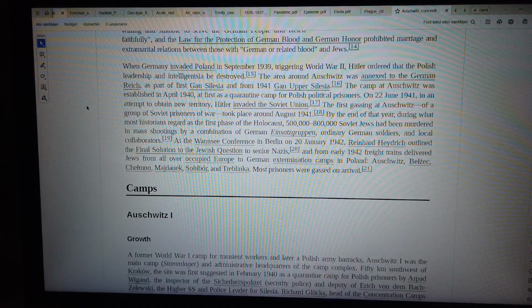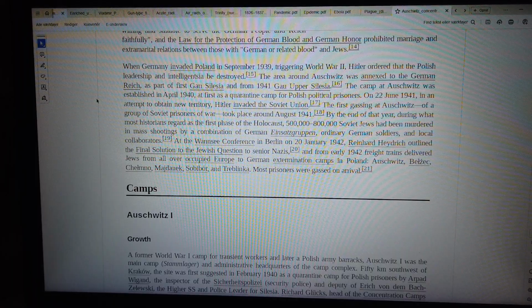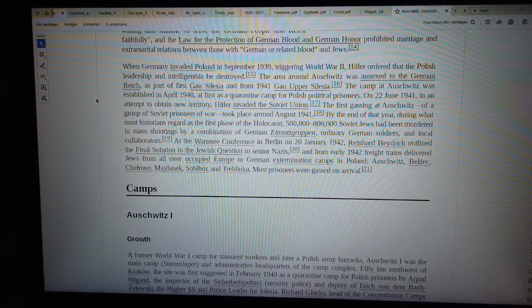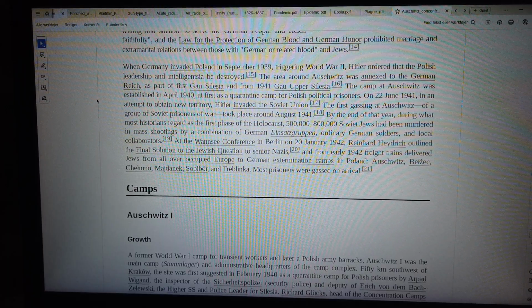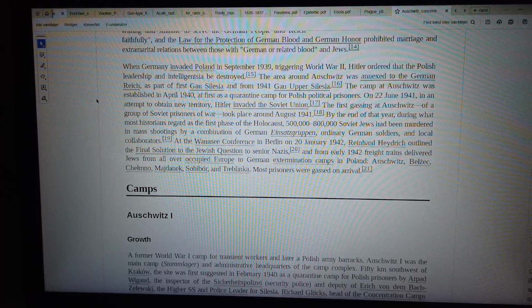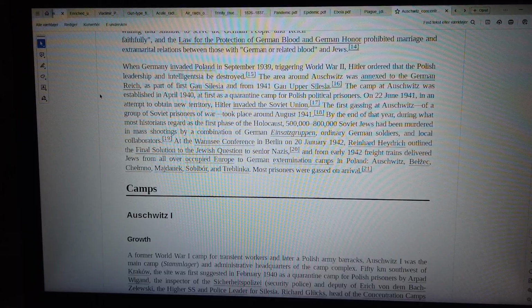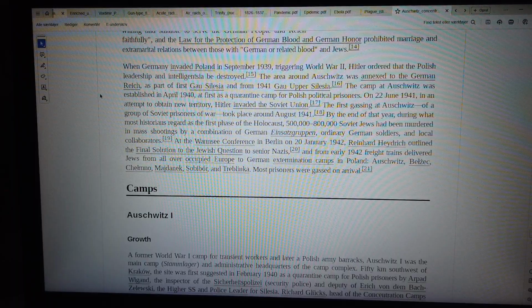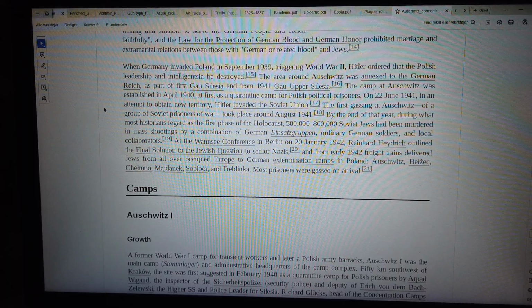When Germany invaded Poland in September 1939, triggering World War II, Hitler ordered that the Polish leadership and intelligentsia be destroyed. The area around Auschwitz was annexed to the German Reich, as part of first Gau Silesia and from 1941 Gau Upper Silesia. The camp at Auschwitz was established in April 1940, at first as a quarantine camp for Polish political prisoners. On the 22nd of June 1941, in an attempt to obtain new territory, Hitler invaded the Soviet Union.